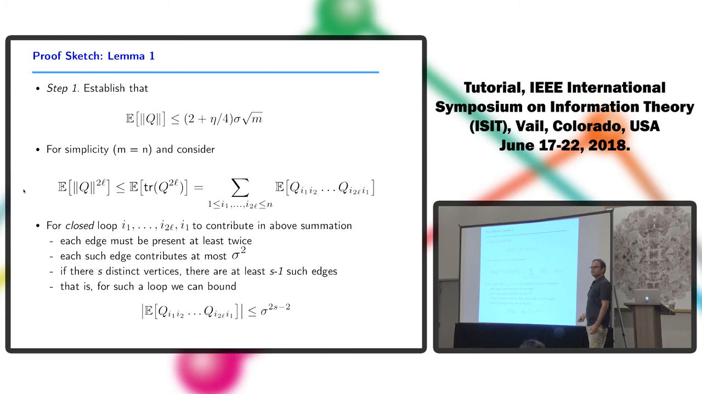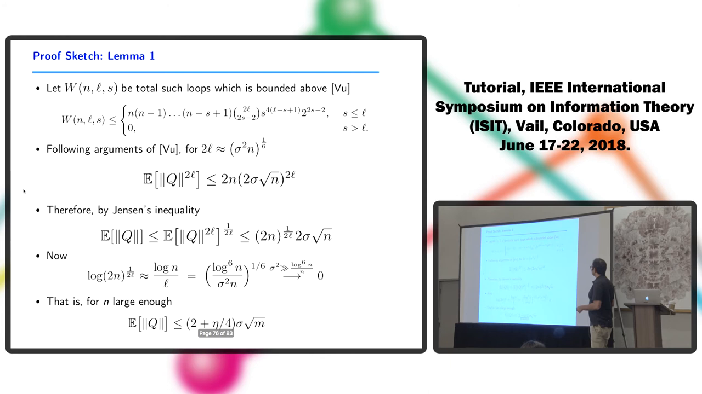Putting all of that together, effectively I'll argue that if my specific loop has exactly S distinct nodes visited in this graph, then it will be bounded above by sigma to the power 2S minus 2. So the only question that boils down to is how many of the loops here have exactly S distinct nodes in them? And whenever they have, I will put in these bounds. It's a nice, simple calculation. Okay, not simple, nice calculation. We can do that, but somebody else has done it for us. Thank you.